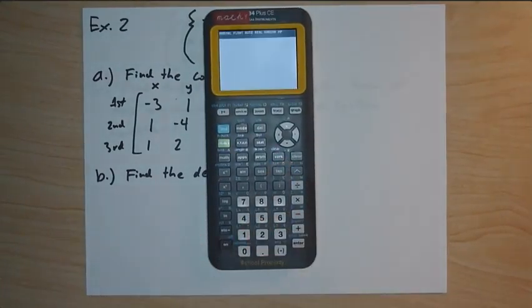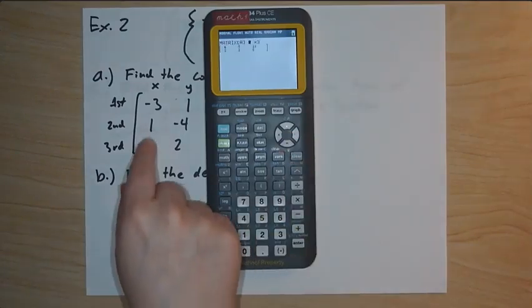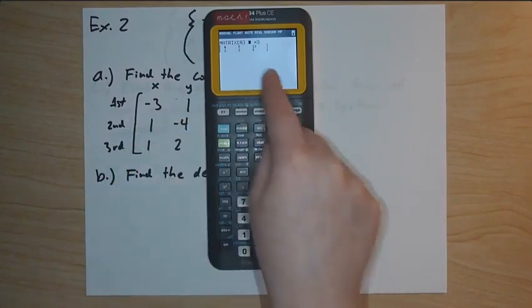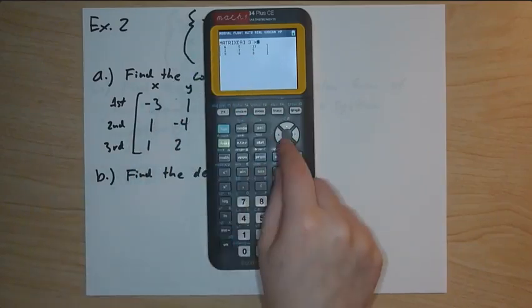So turning the calculator on, we're going to go to our matrix menu, second x to the negative 1, scroll over to edit. I'm going to edit A. This is a 3 by 3 matrix. We have 3 rows and 3 columns, so I'm going to change the size to 3 by 3. It added another row there.